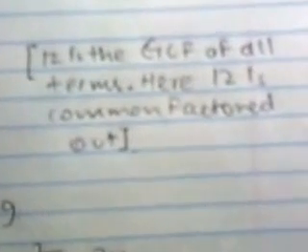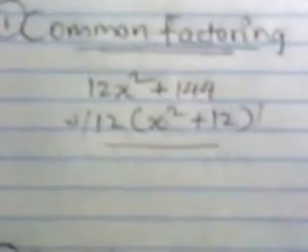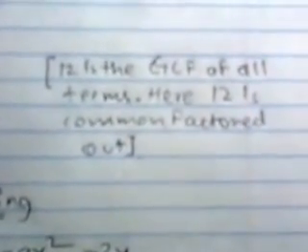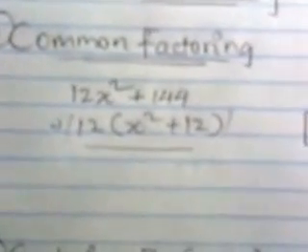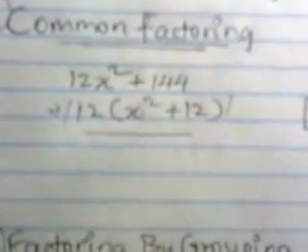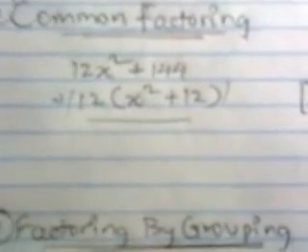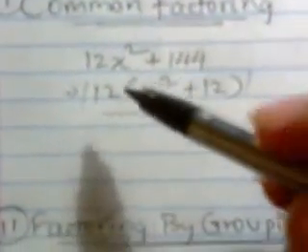So here the expression is 12x squared plus 144. 12 is the GCF of all the terms here. 12 is common factored out. So when we common factor out, we write 12 outside the brackets, and then that's x squared plus 12. The little box I drew is basically to show that this is the final answer. These little markings on the side mean absolutely nothing.